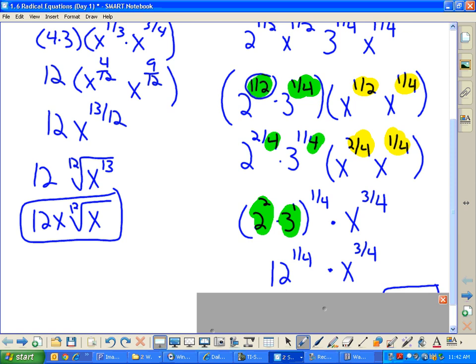Isn't that cool? Cool trick. A little magic. I like it. It's just a different way of thinking about the power property. Kind of cool. Gives you a little flexibility in your thinking.